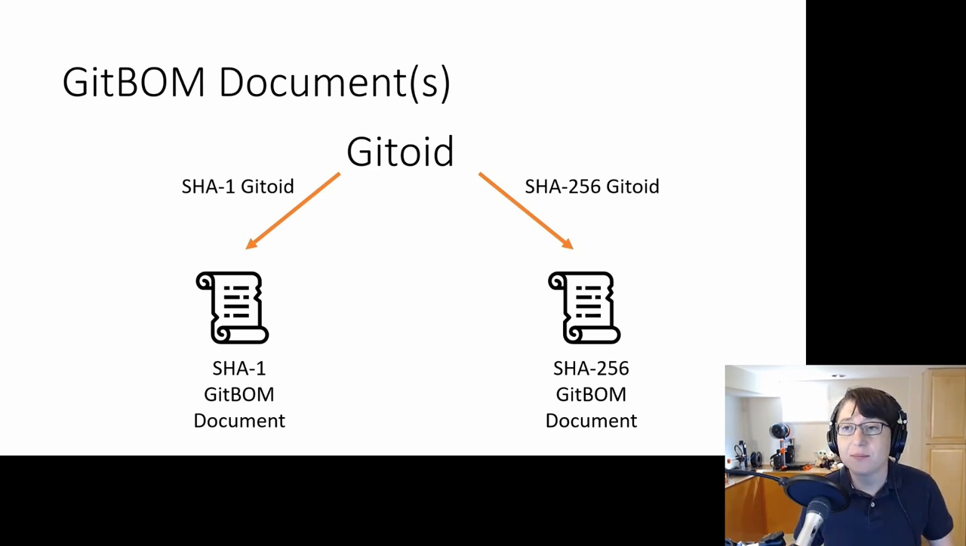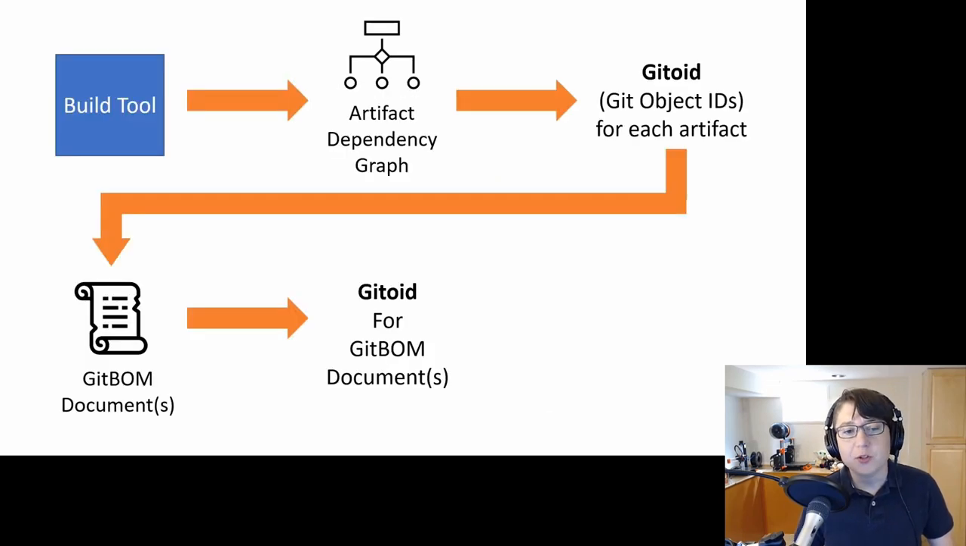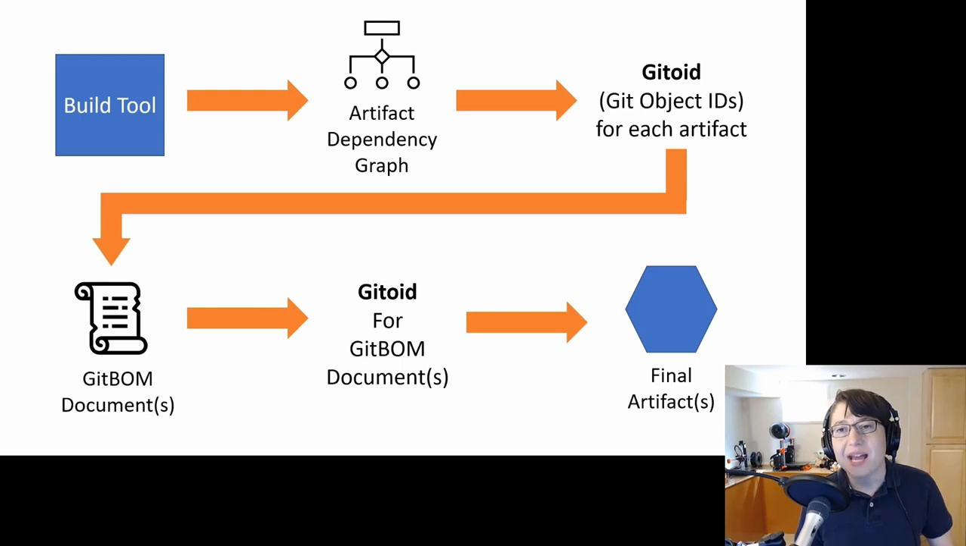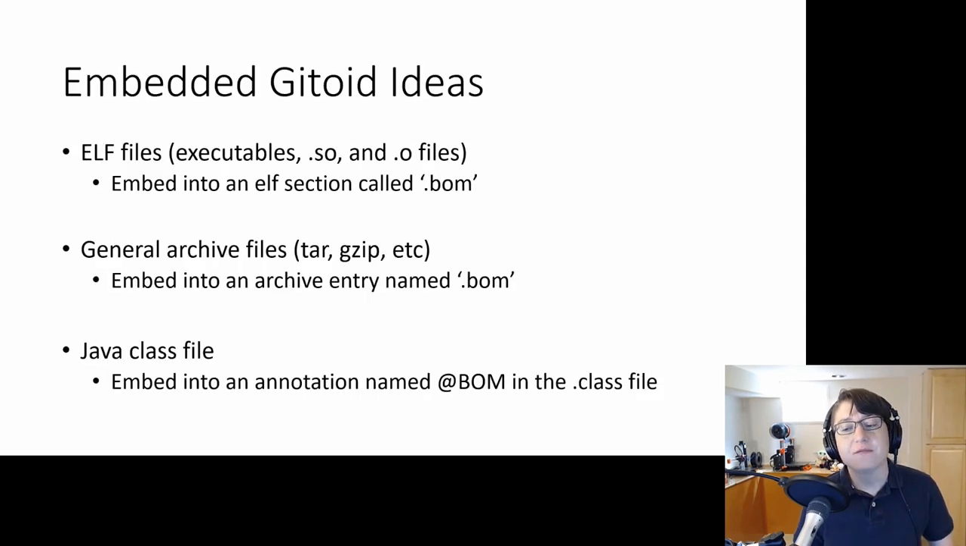When all the gitoids have been calculated and written to their respective documents, the build tool then generates another gitoid for each of the two documents themselves, and then embeds those gitoids into the final artifact or artifacts. As for how that gitoid is embedded, we are still figuring that out, but we do have some ideas. And it varies based on the type of artifact.